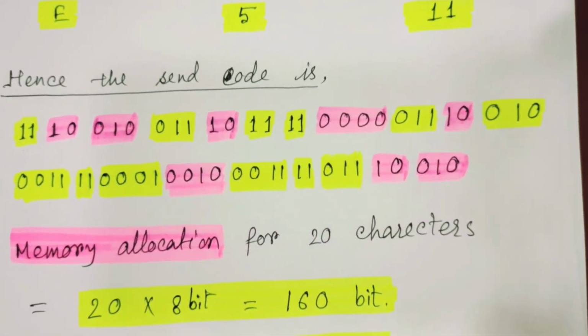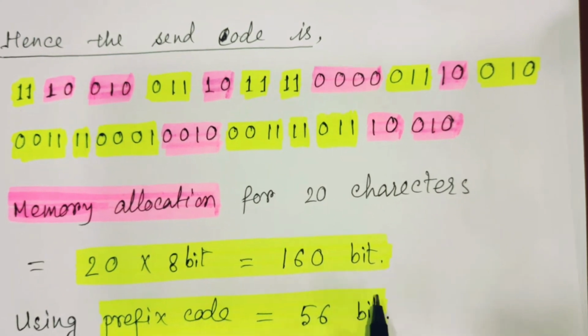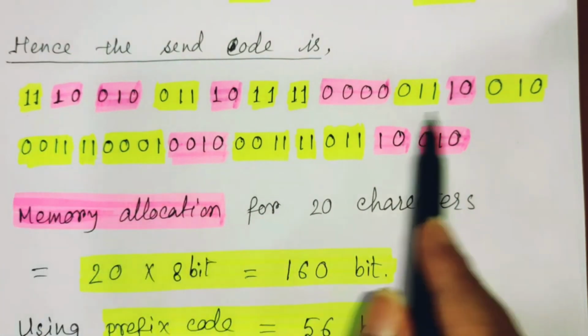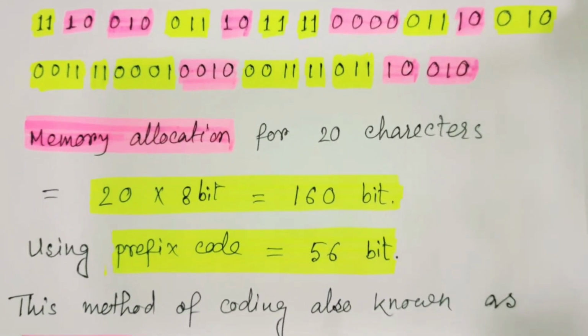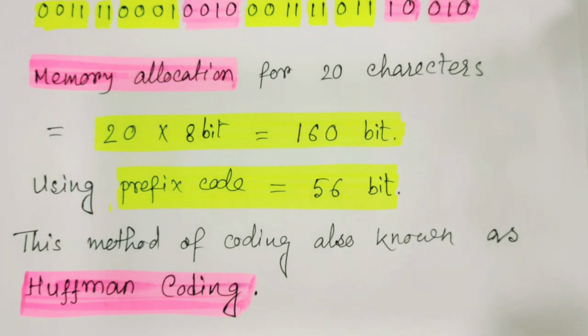And for the memory allocation, we know that if we use engineering decoding as it is, then there are a total of 80 characters, and each character requires 8 bits in computers. That's why a total of 160 bits are required to write it. And if we use the prefix code, then if we count all these numbers, we find it is 56 in number. So in this way we can minimize the memory allocation.